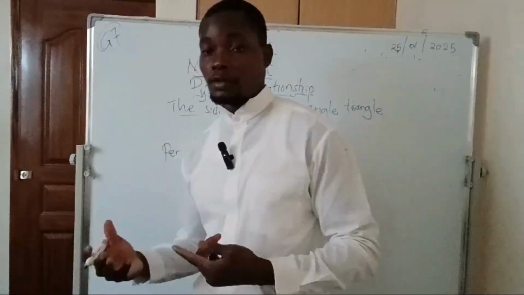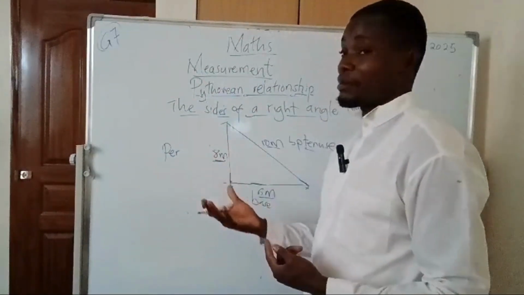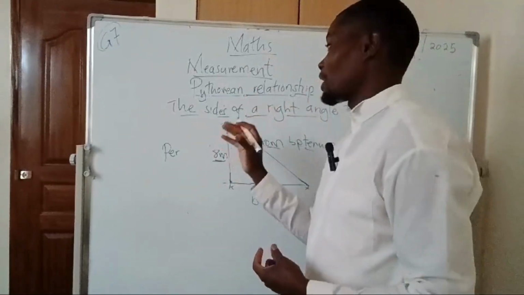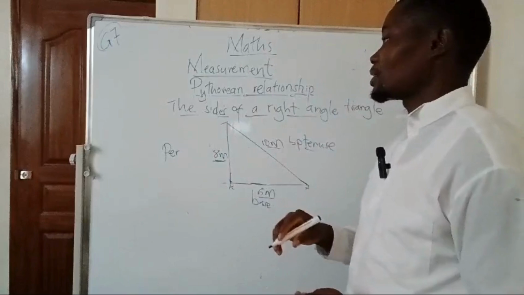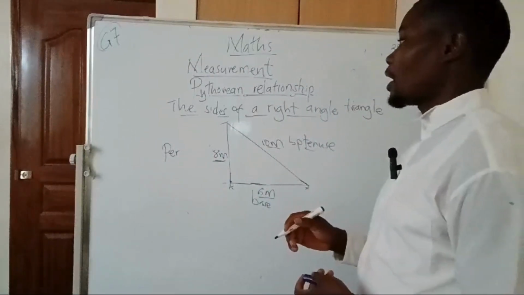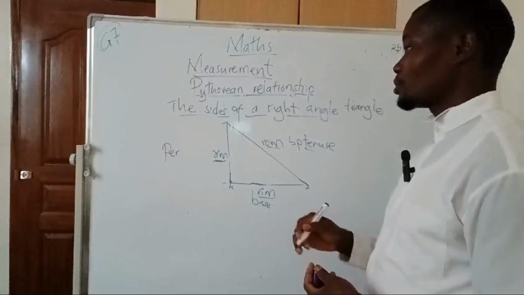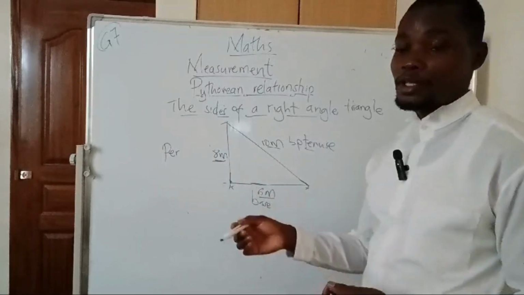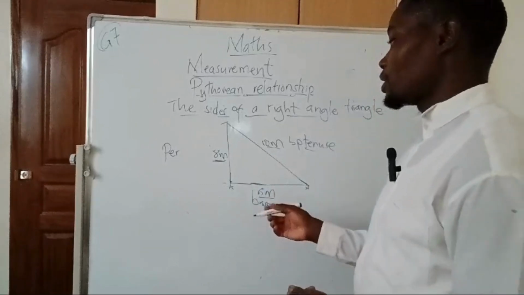This is teacher Elias Wachero, and today I have mathematics grade 7, and under it I want us to look at a strand known as measurement. And under measurement, there's a substrand called Pythagorean relationship, and under it we are looking at the sides of a right angle triangle.